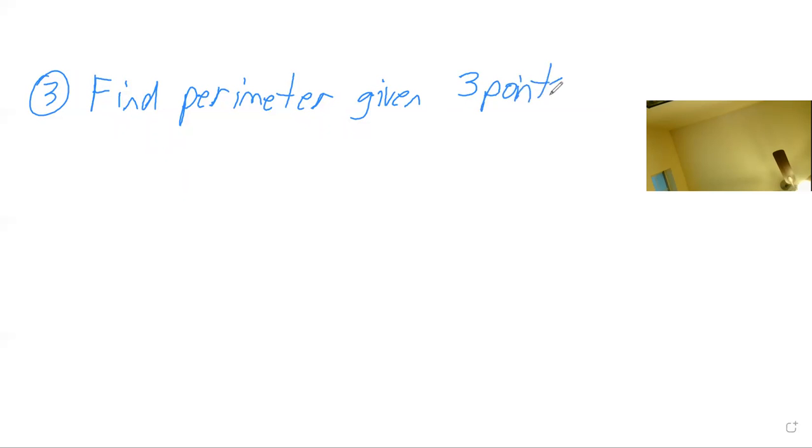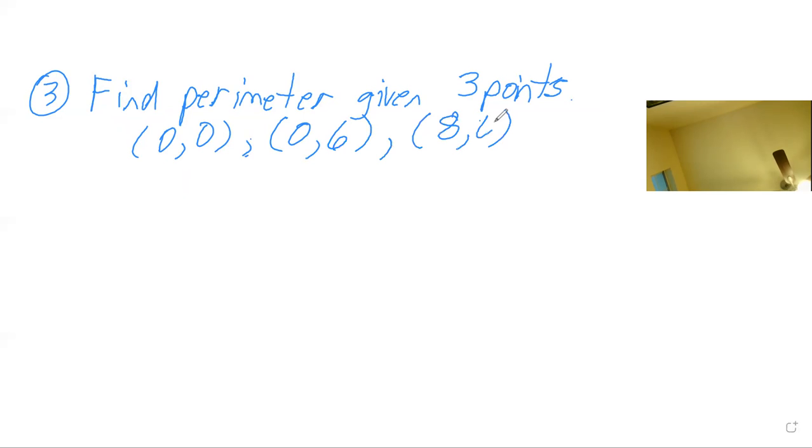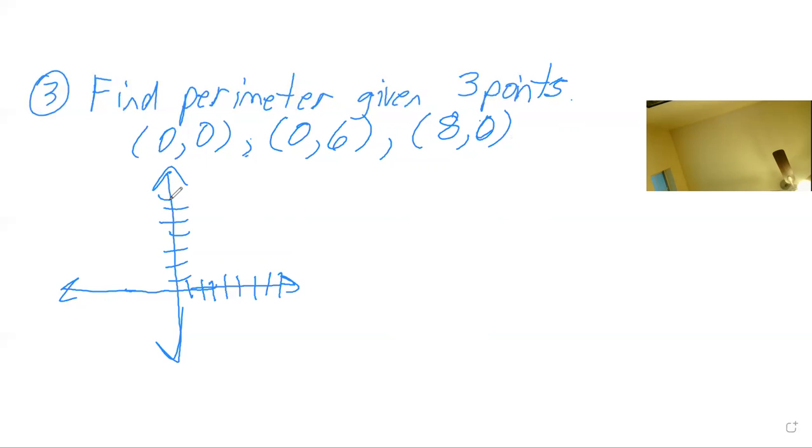Look at number 3. All right, find the perimeter given 3 points. And let's just go ahead and get given 0, 0, basically the origin, 0, 6, and 8, 0. So you have to make sure you know how to plot these points. 1, 2, 3, 4, 5, 6, 7, 8, and then 1, 2, 3, 4, 5, 6, 7, 8.